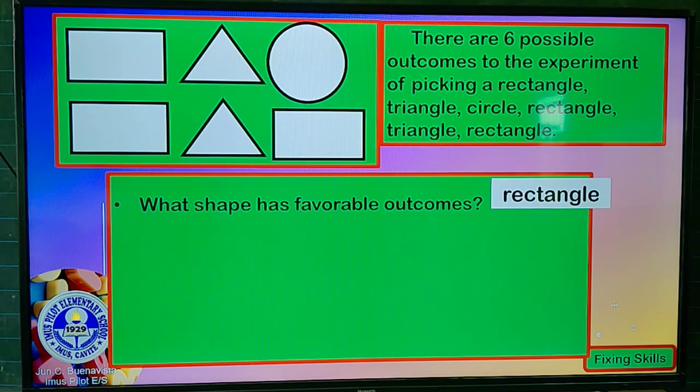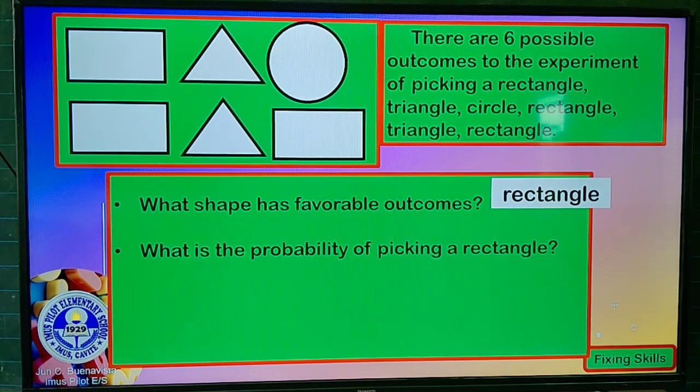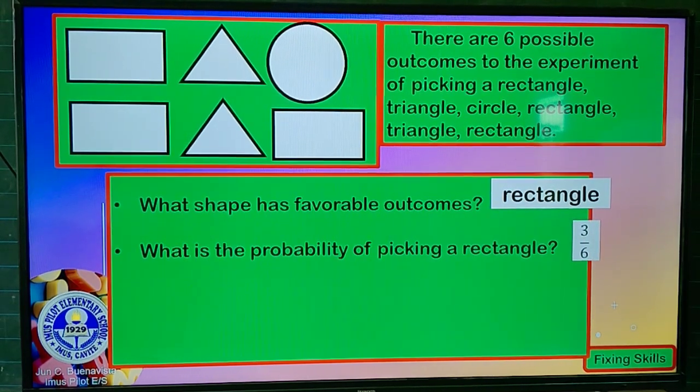So now, let us answer the next question. What is the probability of picking a rectangle? How many rectangles do we have? We have 3. How many shapes do we have? 6. So therefore, the probability of picking a rectangle is 3/6. Again, we have three rectangles, and there are 6 shapes in all. That is why 3/6. The 3 is the favorable outcome.